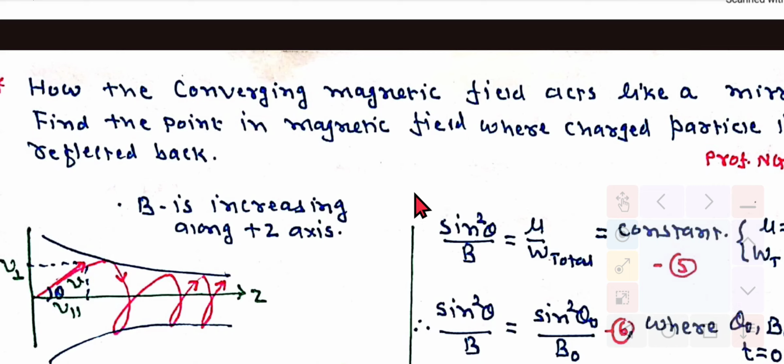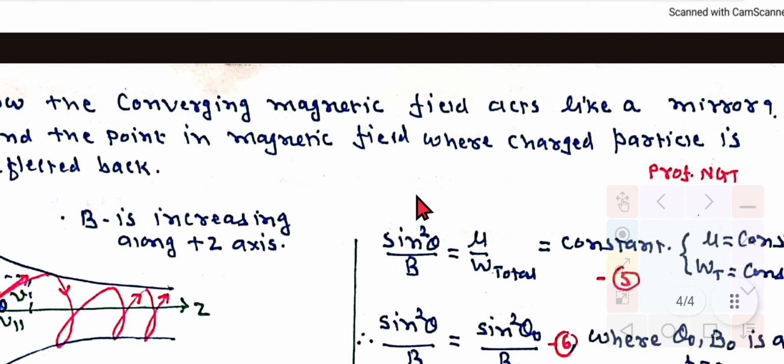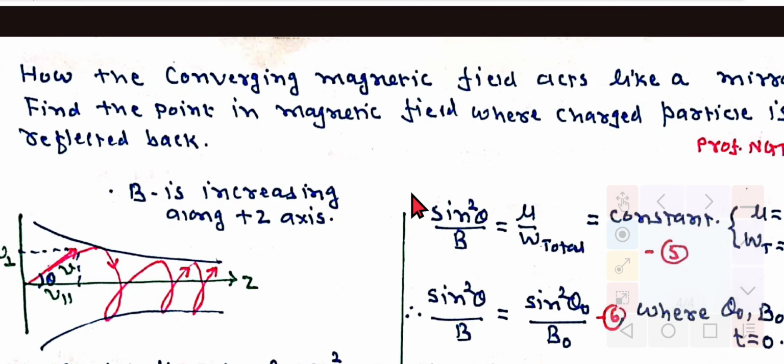The question is how the converging magnetic field acts like a mirror, and find the point in the magnetic field where the charged particle is reflected back. Now what do you mean by converging magnetic field? Converging magnetic field means it can converge the charged particle, it can focus the charged particle in a point at which the value of magnetic field is maximum, and the particle will be reflected back.